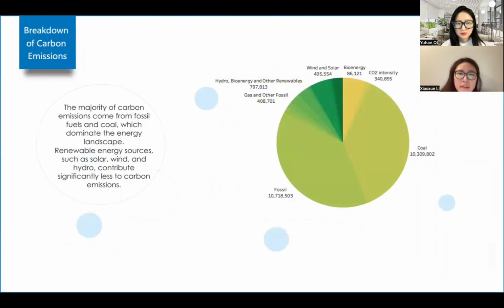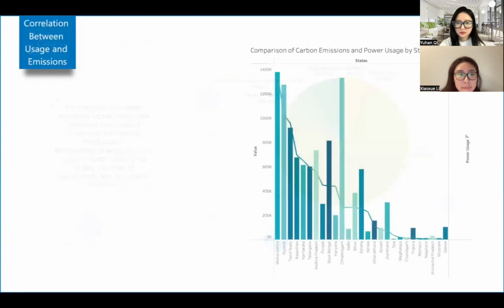This pie chart provides a breakdown of the percentage of carbon emissions by power generation type. The majority of carbon emissions come from fossil fuel and coal, which demonstrates the energy landscape. Renewable energy sources such as solar, wind, and hydro contribute significantly less to the carbon emissions. This chart underscores the importance of transitioning to clean energy sources to reduce overall emission and mitigate the impact of climate change. Next page, please.